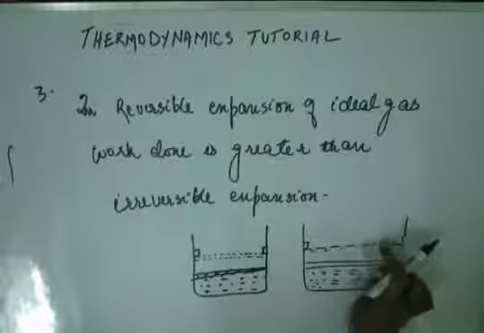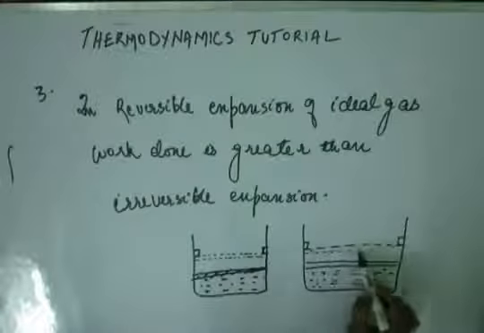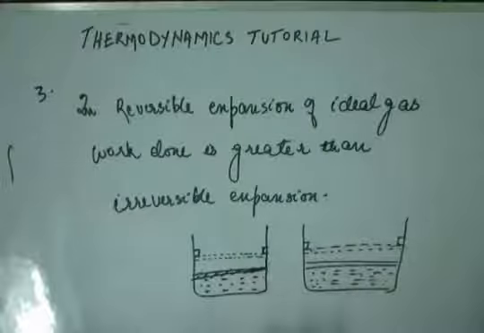This would be an irreversible process, right? So this is what I mean by reversible and irreversible process. We have talked about this before. So this is reversible, which is slow. This is irreversible, which is very fast. Now in which process is the work done greater?